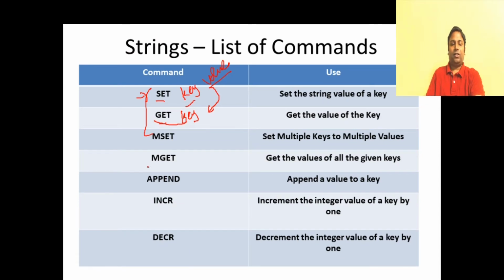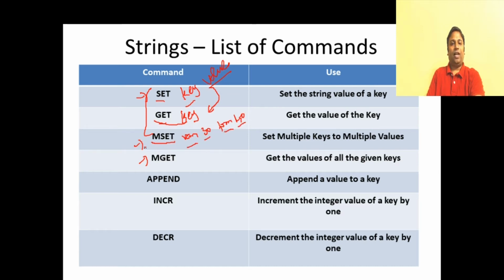So now let's go further. Let's look at mset and mget. If you want to set multiple key and value pairs, then I'm going to go with mset. For instance, mset Ram 30 and Tom 40. So I have a key value.